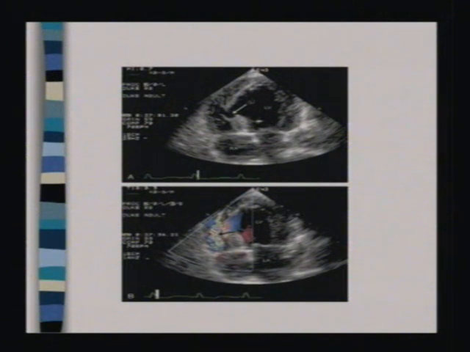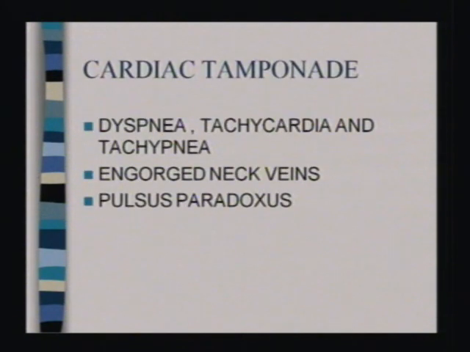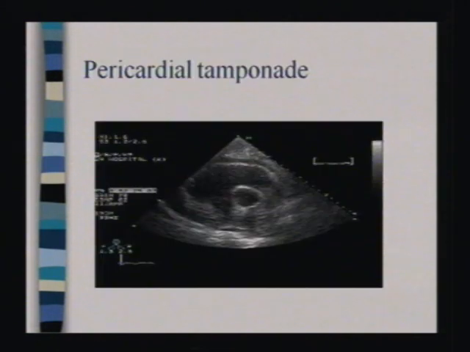This is a patient who has a VSD at the basal septum, and you can see on the color the flow through the ruptured site. There is another patient where there is a rupture of the inferior wall. In cases of cardiac tamponade, the patient has dyspnea, tachycardia and tachypnea, engorged neck veins and pulsus paradoxus.